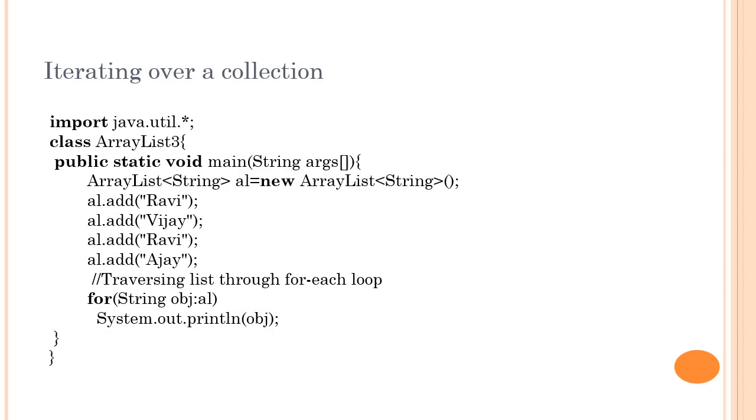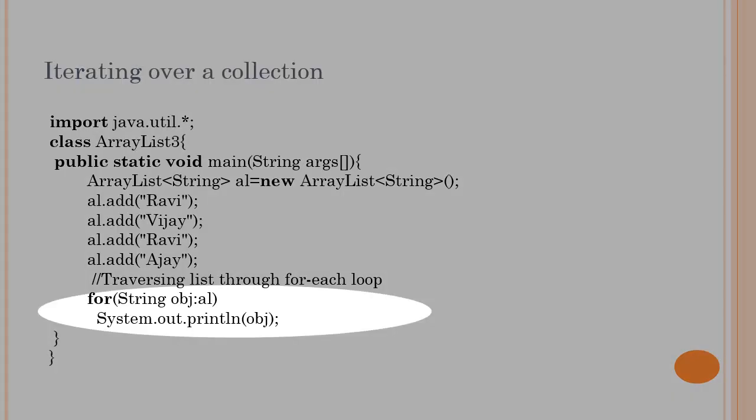Another way of iterating over the array list is to use the for each loop. So here we have the same example of the array list containing some strings, and we used the for loop in order to get all the elements inside the array list.